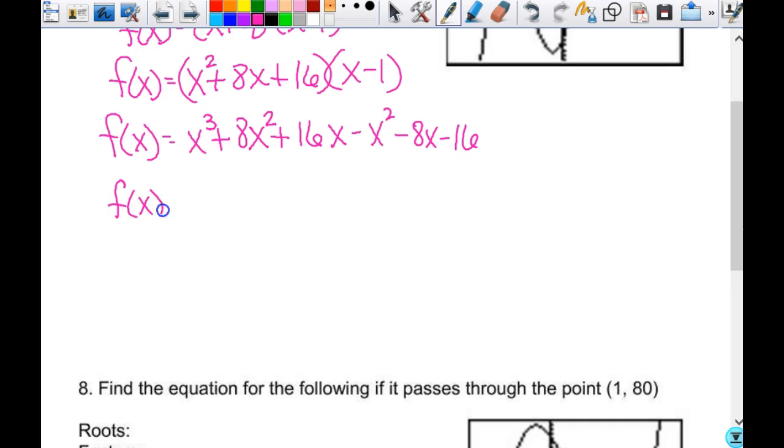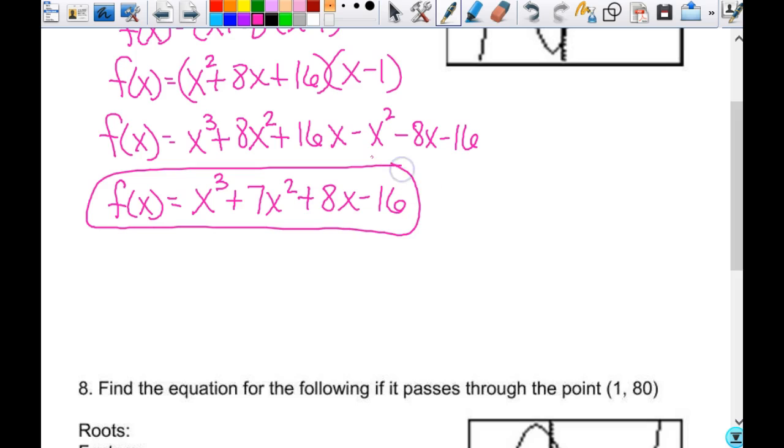So f of x equals, got x cubed, then what? 7x squared plus 8x minus 16. Okay, there we go. That's what we have in polynomial form. This is an equation that could represent that. We good?